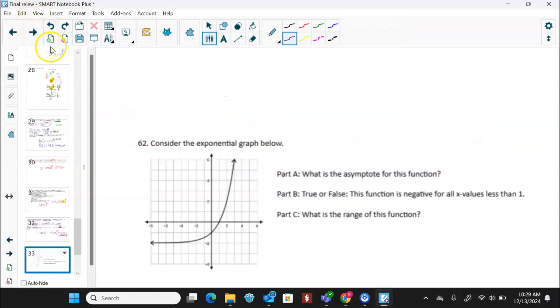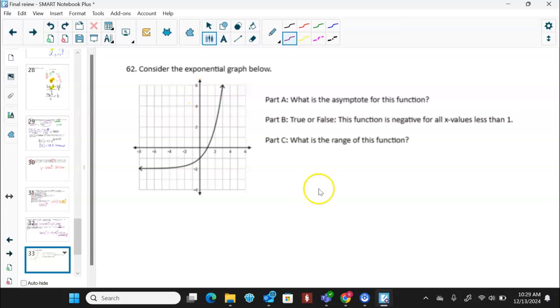Now problem 62: consider the exponential graph below. What is the asymptote for this function? Remember that you're always going to look for a flat line. An exponential function has a horizontal asymptote, and it looks like it's at -2, which means that's going to be y equals -2.